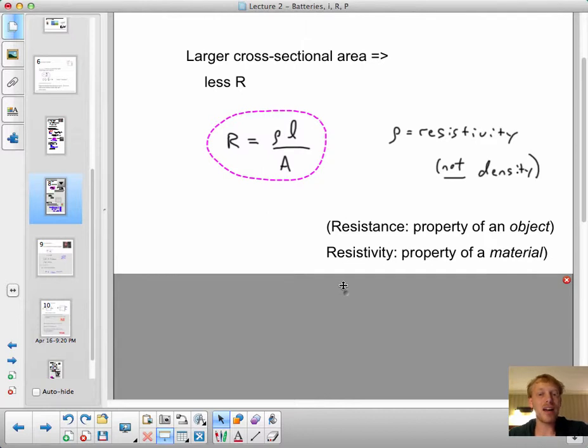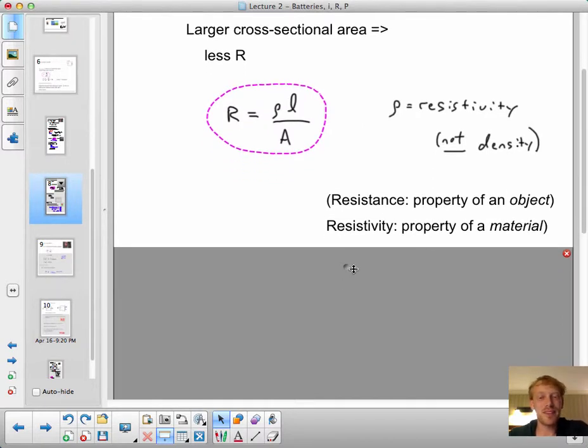Resistance is a property of an object. Resistivity is a property of a material. When you make an object out of a material, you can make a resistor out of copper or nichrome.